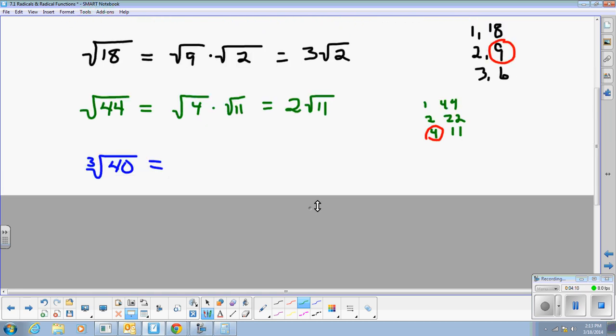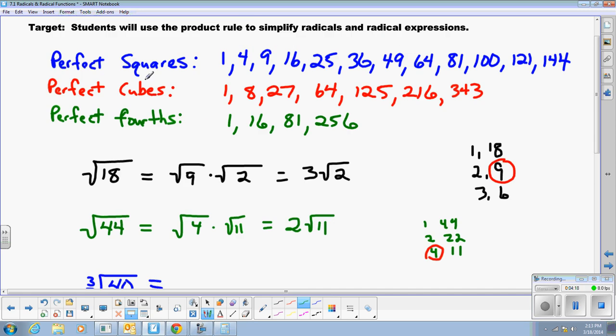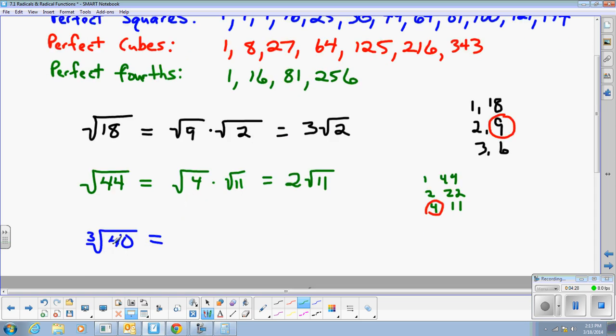Here's a cube root of 40. So now I need to take a look at perfect cubes. I would be looking back at the perfect cube list that I wrote in red. I'm looking for a 1, an 8, a 27, or a 64. Probably not even a 64, but 1, 8, 27. These are all smaller than 40, so I'm probably looking for one of those as a factor. Knowing you, you probably have already noticed that the perfect cube in there is going to be 8.